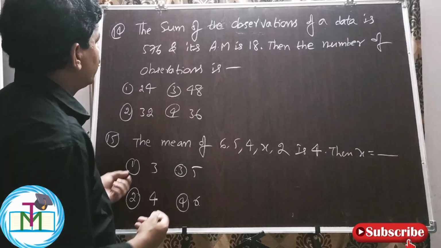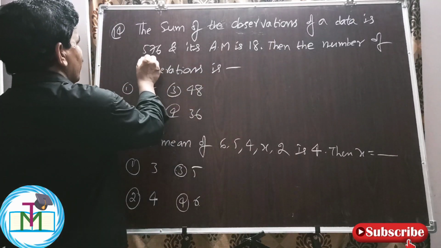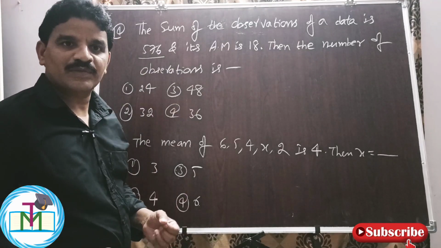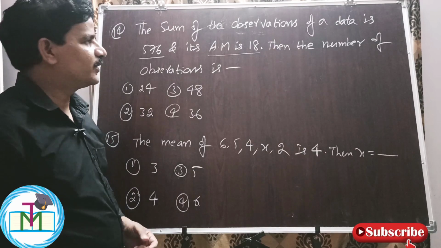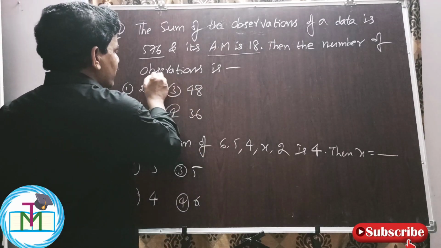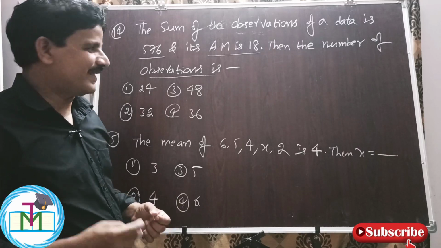Question number 14. The sum of the observations of a data is 576. Sum of all observations means sigma x. And arithmetic mean is 18, which means x bar is equal to 18. Find the number of observations. We have to find the number of observations in the raw data, n.